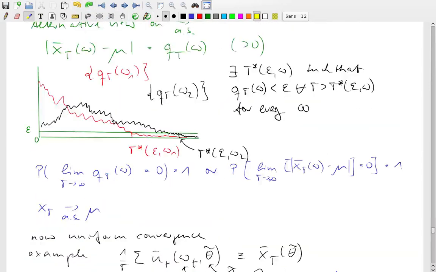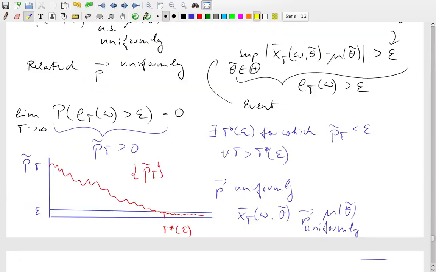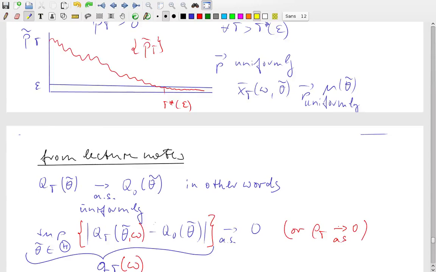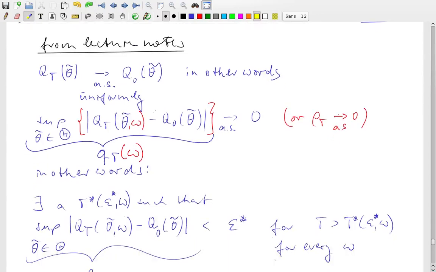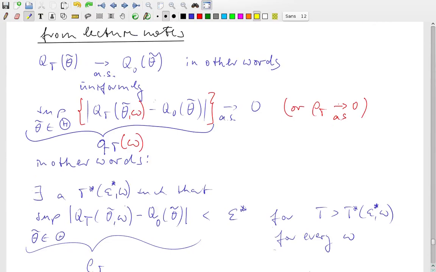So to formalize the proof, let me go back again to the lecture notes. This is the last part of the notes that we wrote down in the lecture, where the notion of almost sure convergence uniformly of the qt function to the q0 function is properly defined. So what I said with words is now depicted formally here.